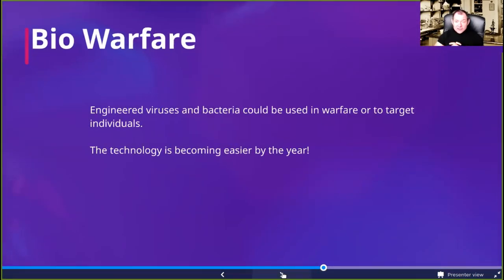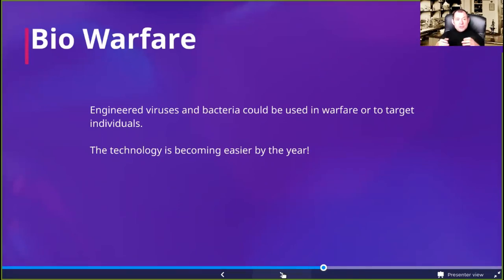Biowarfare. Engineered viruses and engineered bacteria, just genetically engineered, could be used in warfare or to target specific individuals even. It's a new assassination technique. Or specific races, specific peoples. This technology is becoming easier by the year. Genetically engineered viruses and bacteria could be released by terrorists or by governments even, or just by a crazy guy with a bit of knowledge.